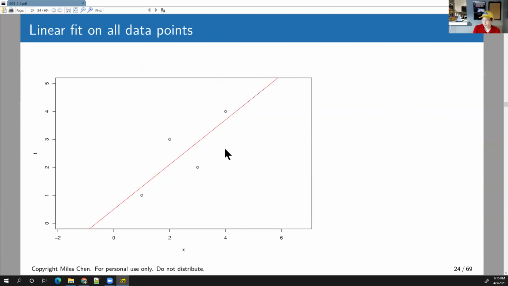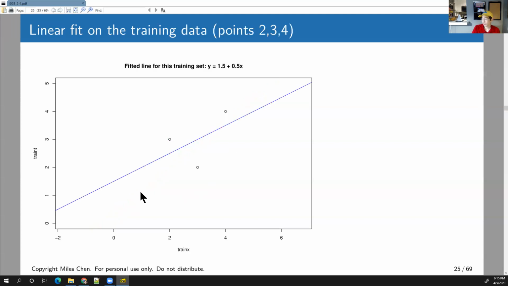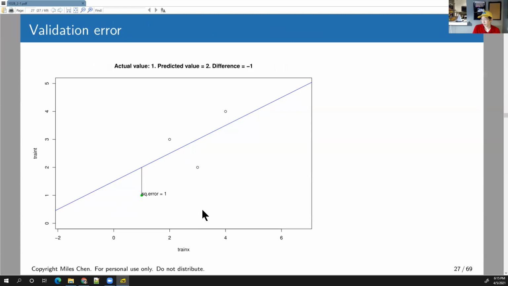And then lastly, if we remove observation number 1, we fit a linear fit on just points number 2, 3, and 4. This is the line of best fit. Here y is 1.5 plus 0.5x. And we ask, what value would you have predicted for point number 1? If you plug in x equals 1 here, we would have predicted a value of 2. And the actual value in this case is 1. And so we do that.